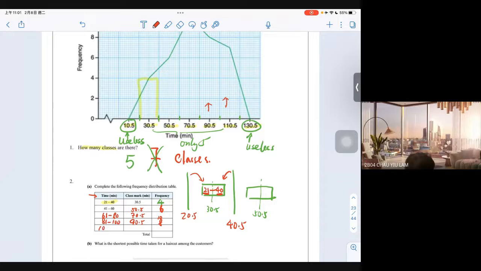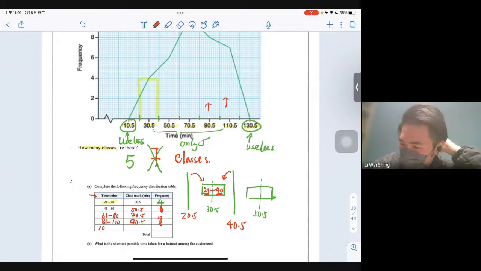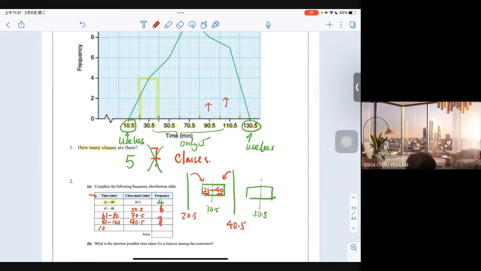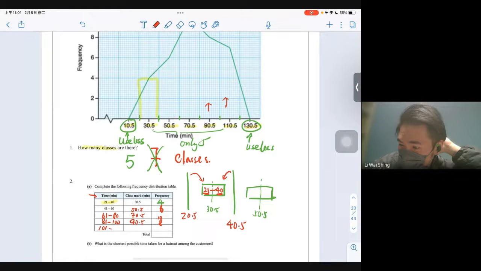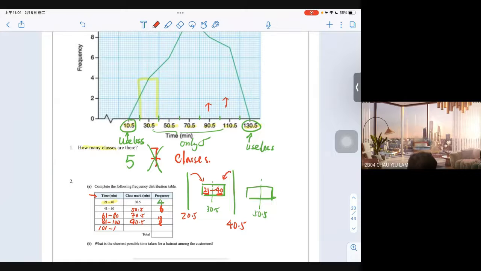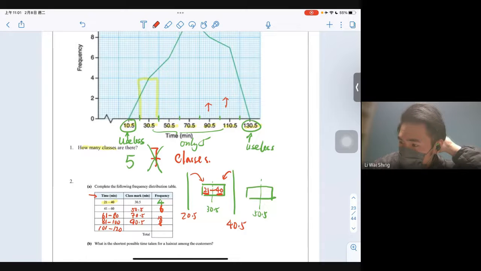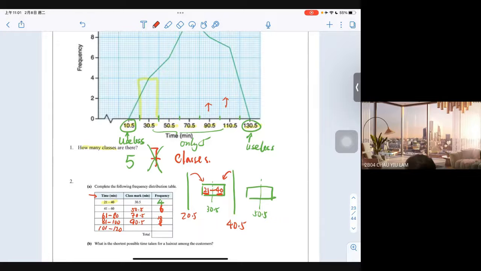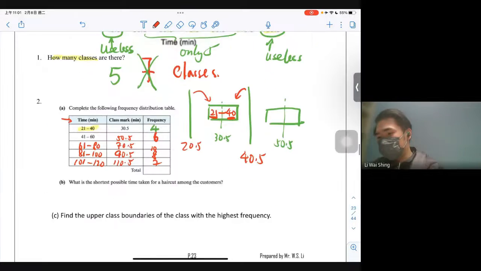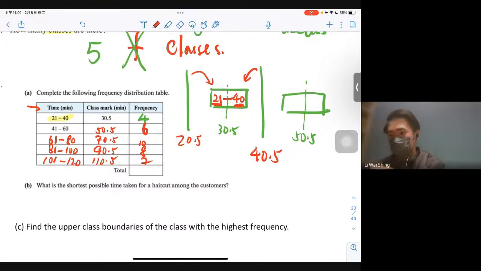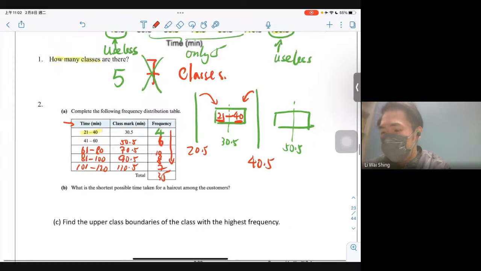100 to 120. 100 and what? 101 up to 120. Yes, and the class mark is 110.5 and the frequency is 7. Yes, very good. Okay, so 4 guys have given me this answer. So add up the frequency, you know the total. It should be 35.